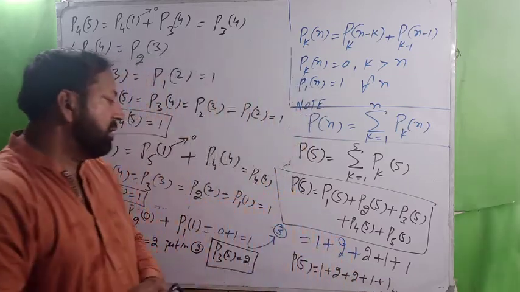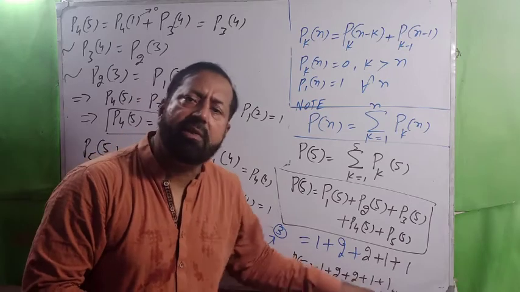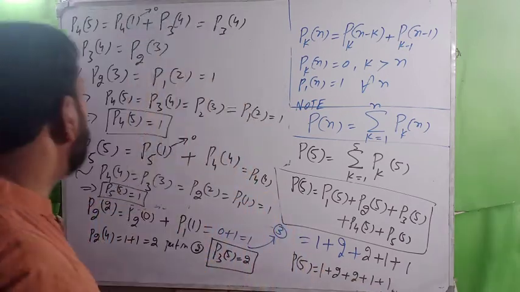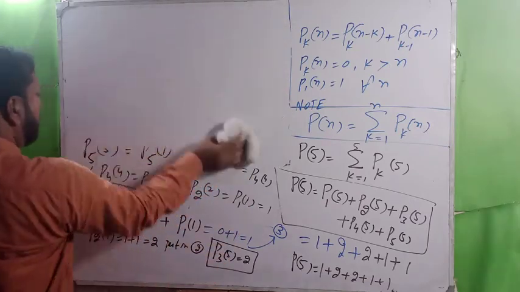So there are 2 plus 2, 4, 5, 6, 7. There are 7 classes. So there must be 7 conjugacy classes. I just want to tell you again how this works.